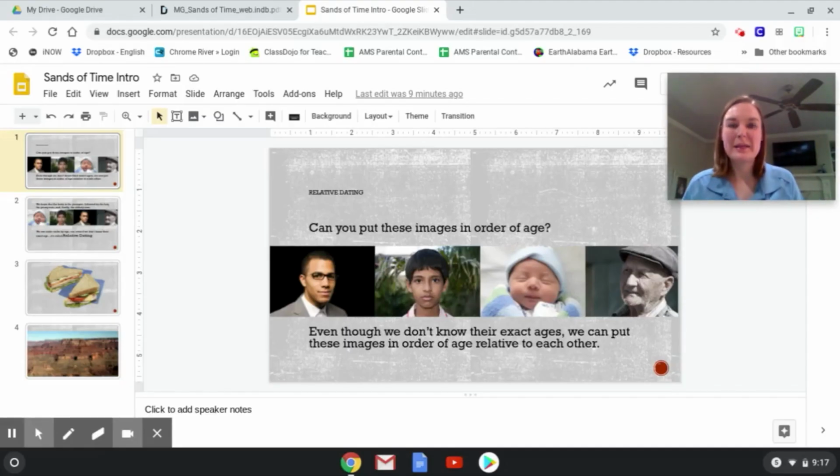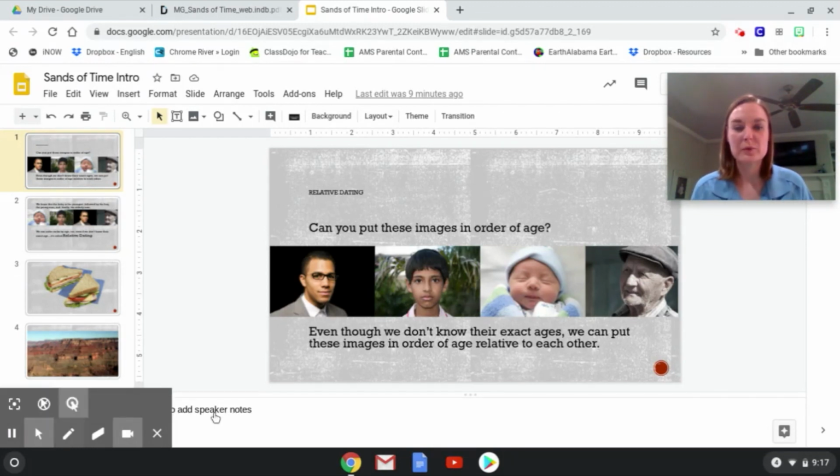Sands of Time is a lab and activity that allows students to play around with and get a better understanding of the law of superposition and how we relative date rocks, which will help students better understand how we get our geologic time scale. This can be a very difficult concept for students to understand. So I like to begin with something that's completely not science related or not concept related.